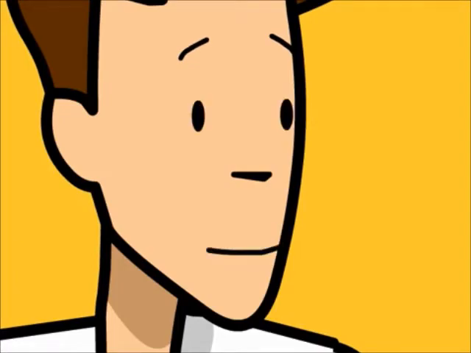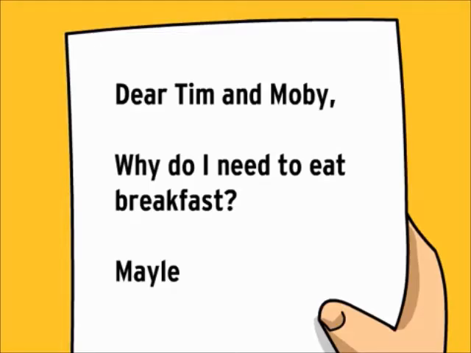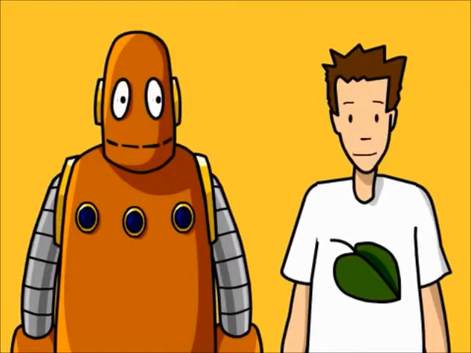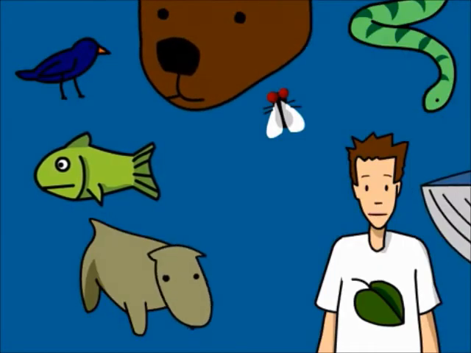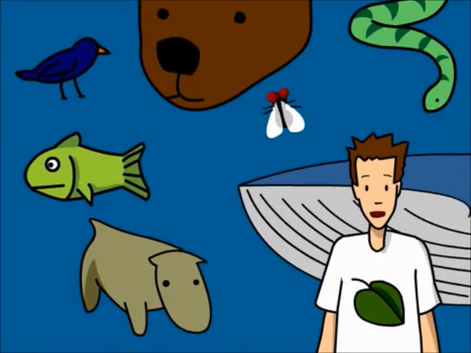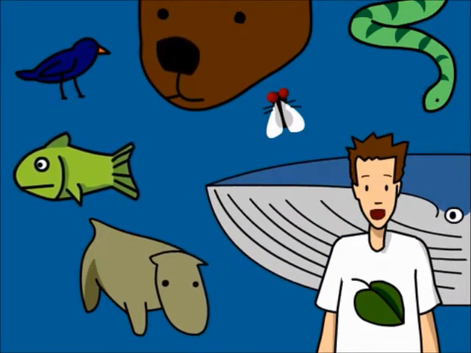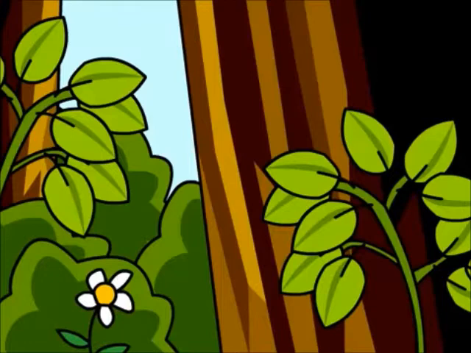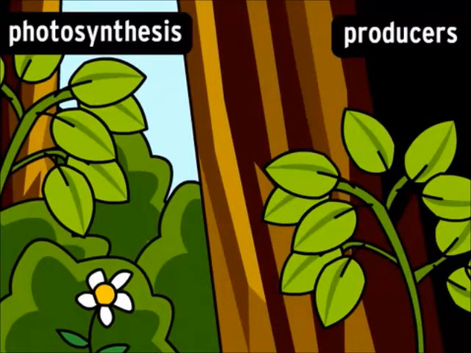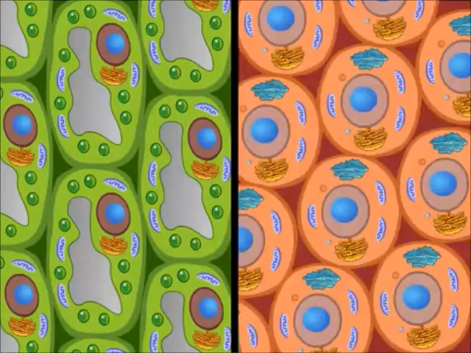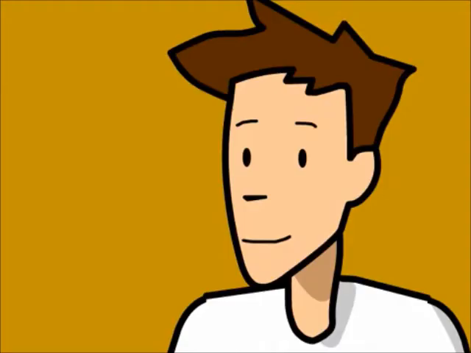Dear Tim and Moby, why do I need to eat breakfast? From Mail. All living organisms need to eat. Animals, including humans, are consumers. We can't make our own food, so we get energy from eating producers and other consumers. Plants are producers. They make their own food through a process called photosynthesis. Both plants and animals have cells that convert food into energy. We use that energy for everything that we do.